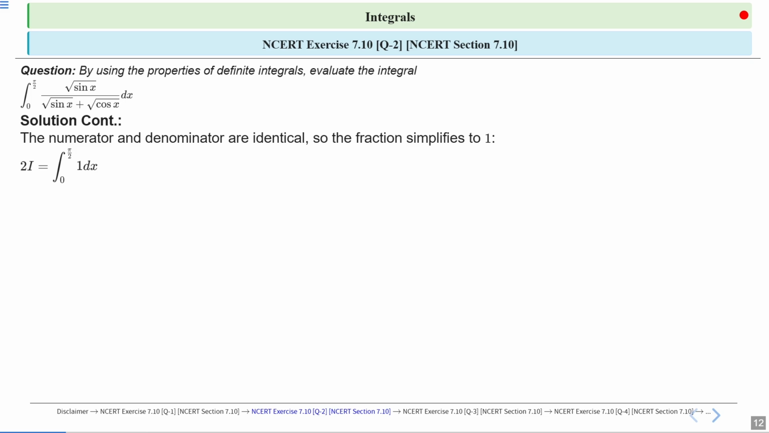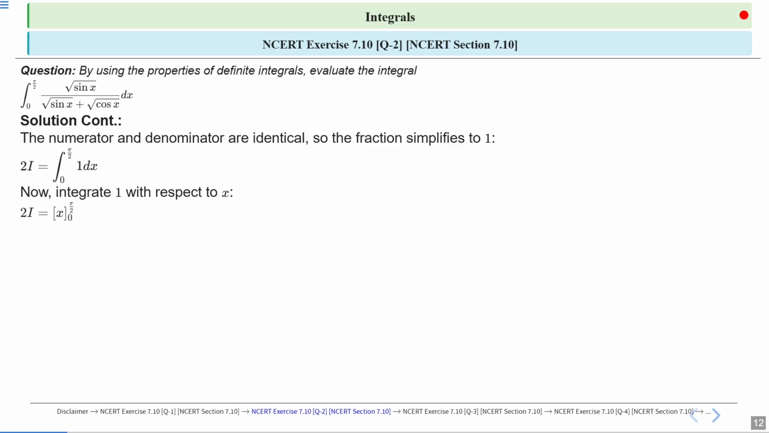Because sine and cos are symmetric in nature, whenever there is a quotient involving sine and cos, we can apply property number 5. Okay, so 2I is equal to the integral from 0 to pi by 2 of 1 dx.